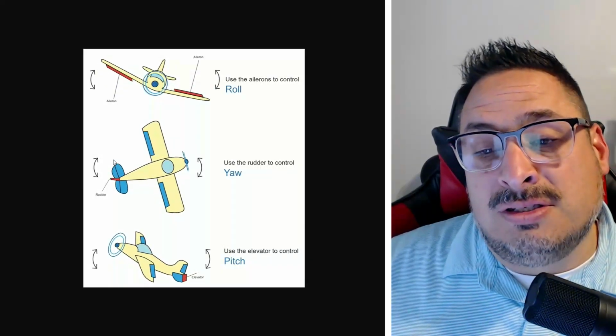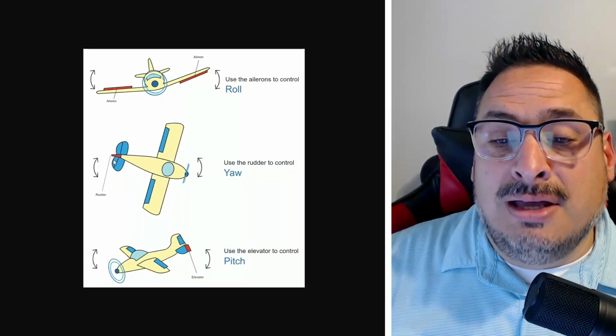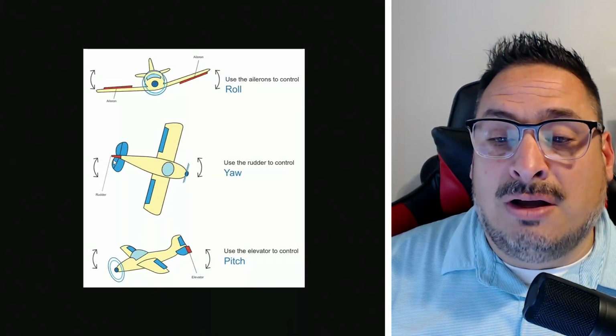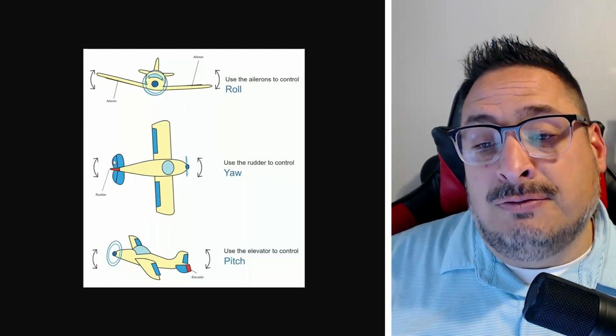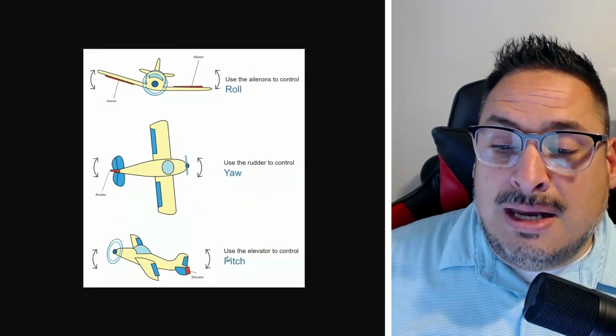So if a rod was stuck right between the center of the plane going up and down, and the plane could only spin on that rod, it would spin back and forth, left and right, using the rudder to make the adjustments in yaw.